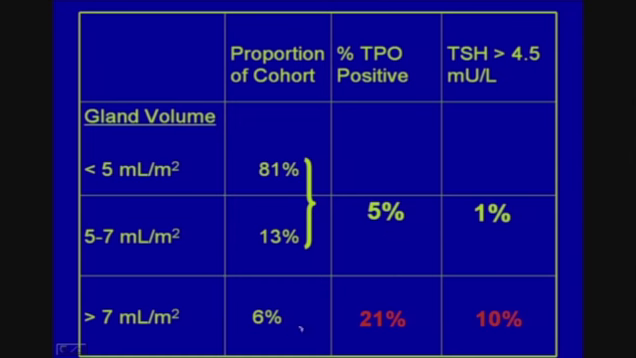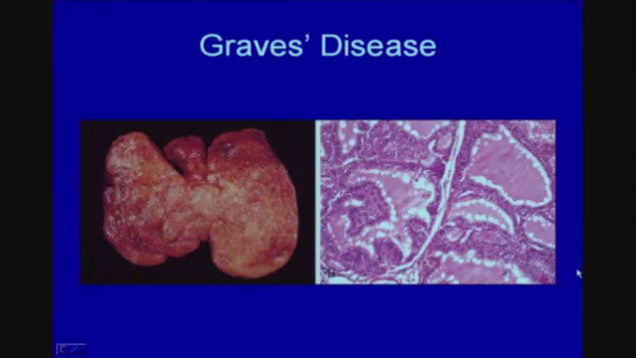Of those that had an enlarged gland, you could see that 10% had subclinical hypothyroidism and 20% had antibodies. And so there is some correlation. Even glands that look normal in volume or only minimally enlarged, a very low incidence of subclinical hypothyroidism. But as the gland becomes enlarged, it's much more of a real concern, and the serum TSH is a very nice way to screen for that.